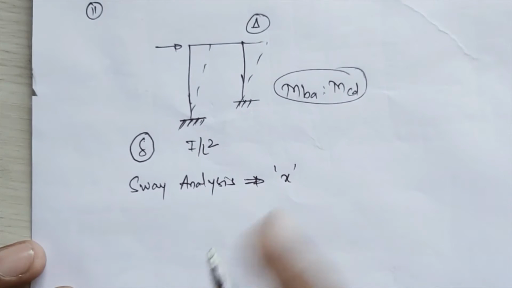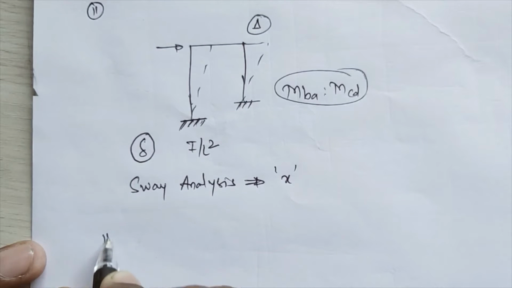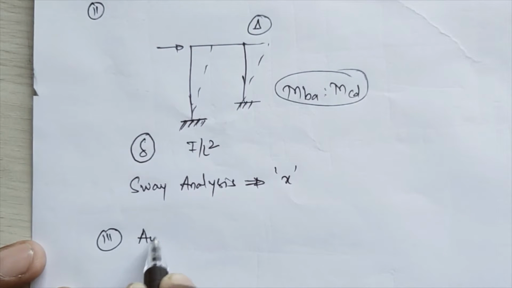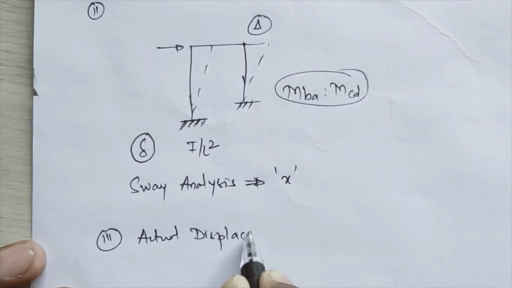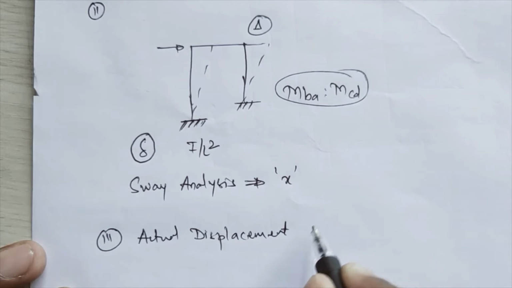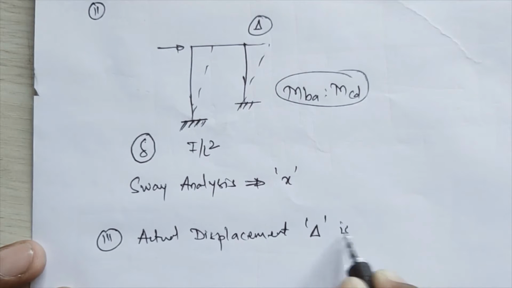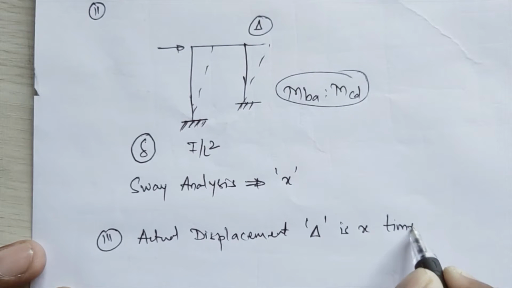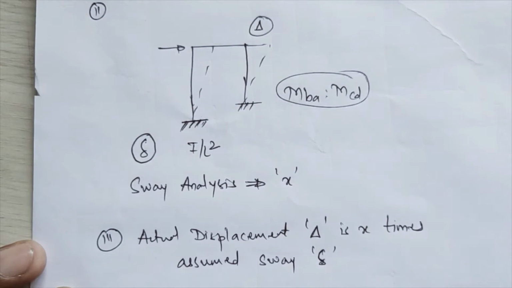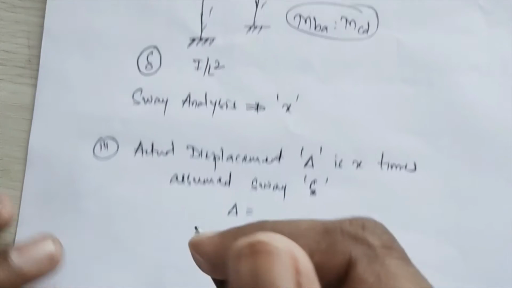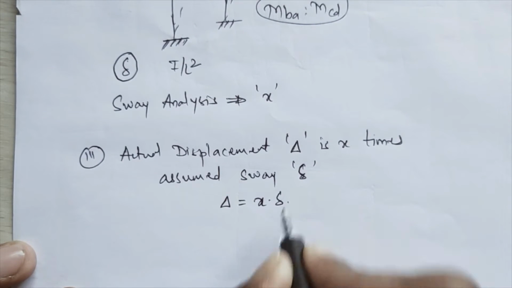From that we have to calculate the total actual displacement, that will be step number 3. The total actual displacement delta is x times the assumed sway, that is nothing but delta over there. That means your complete capital delta will be equal to x times small delta.